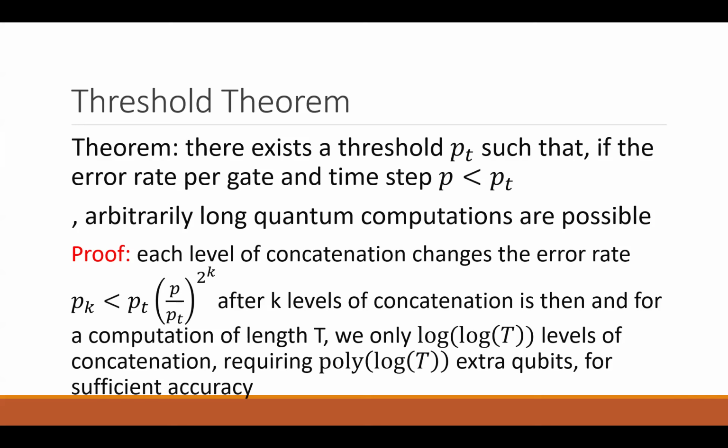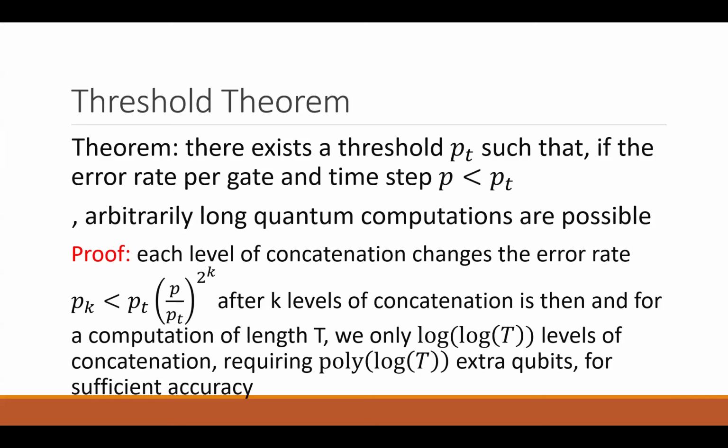arbitrarily long quantum computation is possible. The reason is that I can do k levels of concatenation of these error correction codes, and I know the error will go down double exponentially, while I just pay a single exponential number of qubits. So if I want to do quantum computation of length t, with t gates, first gate, second gate, up to the t-th gate, then I only need log of t levels of computation.